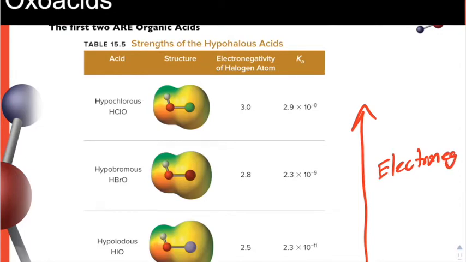Increasing electronegativity, which we also symbolize EN, chlorine being the most electronegative. It's pulling, if you will, the electron density away from the hydrogen and therefore making it easier to leave. Okay, so those are some of your oxoacids there.